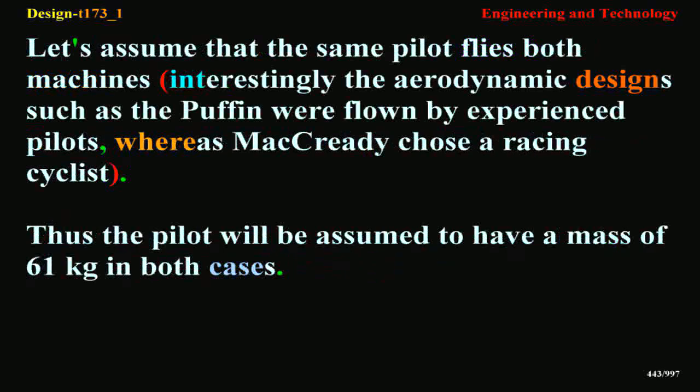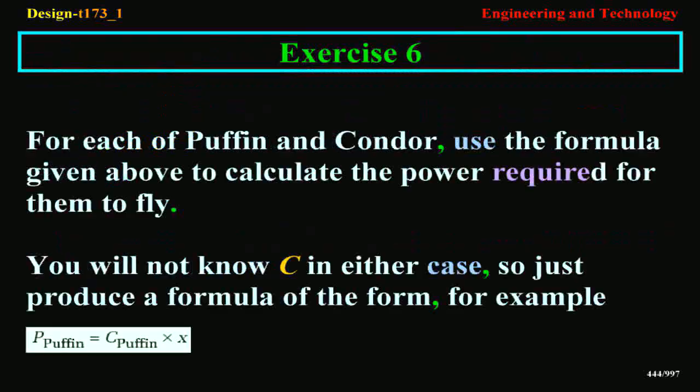Let's assume that the same pilot flies both machines. Interestingly, the aerodynamic designs such as the Puffin were flown by experienced pilots, whereas MacCready chose a racing cyclist. Thus the pilot will be assumed to have a mass of 61 kilograms in both cases. Exercise 6. For each of Puffin and Condor, use the formula given above to calculate the power required for them to fly. You will not know C in either case, so just produce a formula of the form.